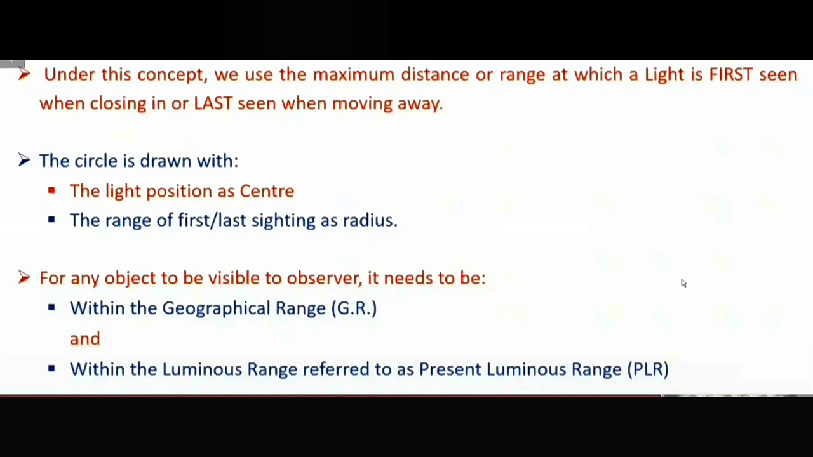Okay, beta, very good. So let's proceed ahead and see this in detail. So it's important that first we understand the geographical range and the present luminous range. Geographical range of a pair of observer and the object depends on their respective heights.